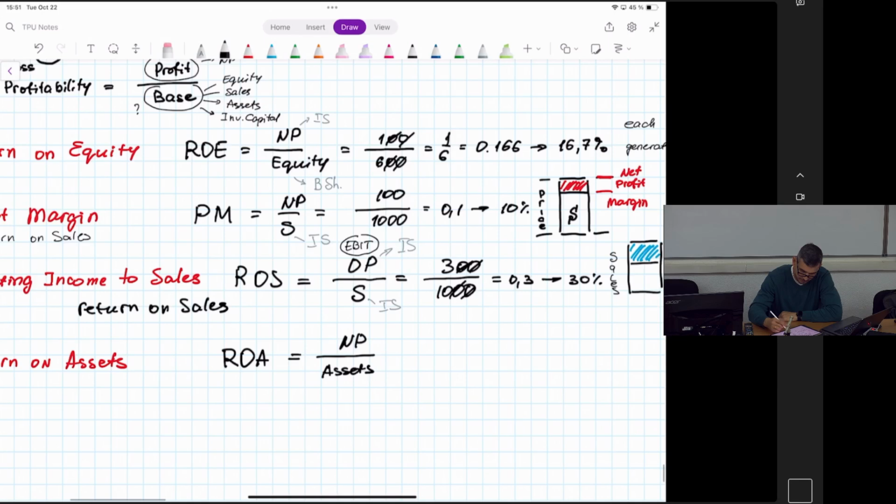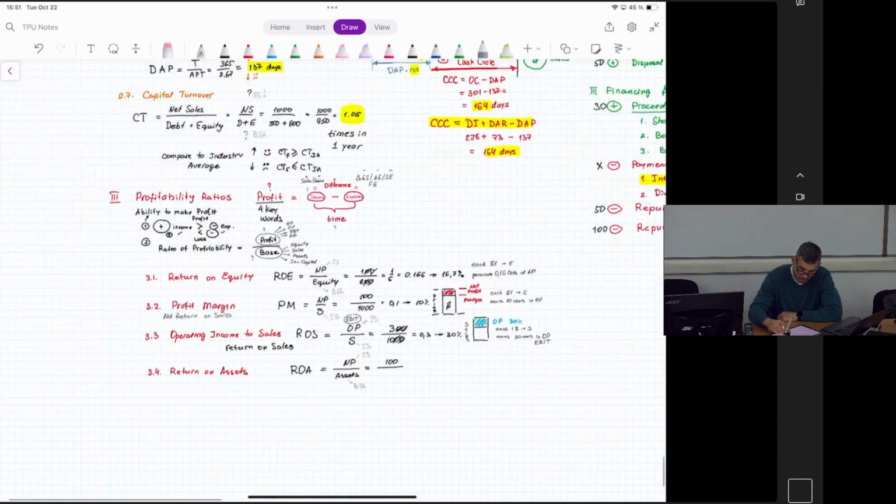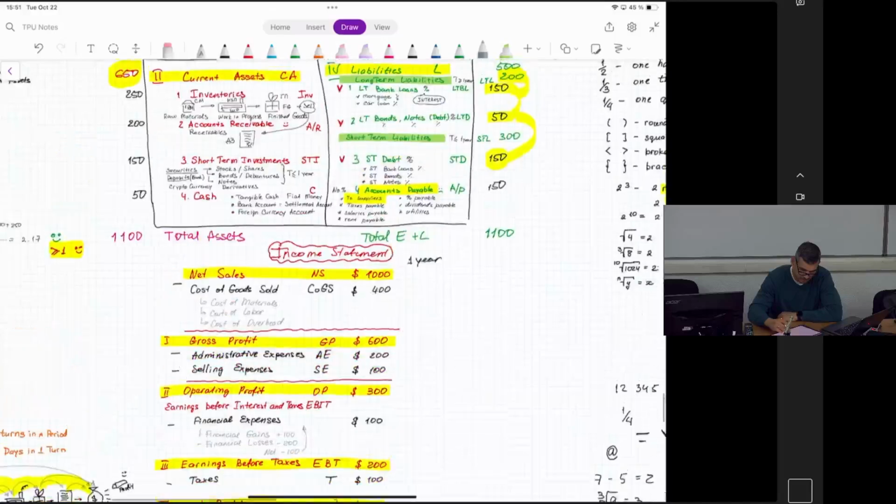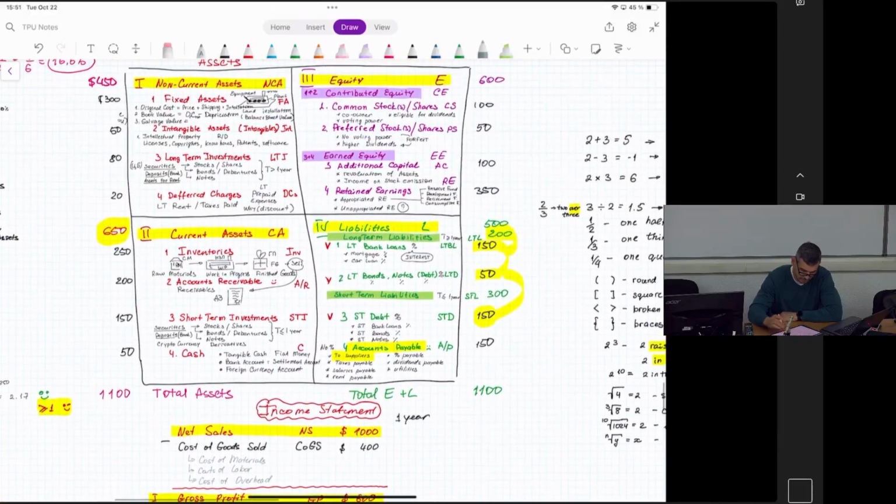Net profit. So let's find out. Net profit is a given. Remember, it's 100. Assets should come from which statement? Yes, balance sheet. This is the income statement. Let's go to the balance sheet and find our assets.